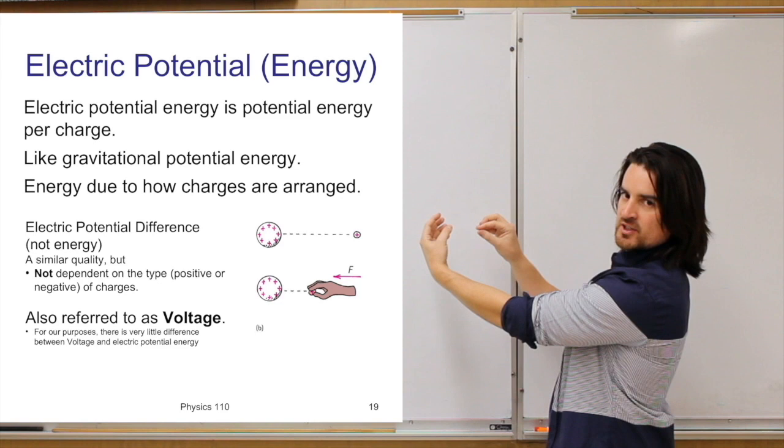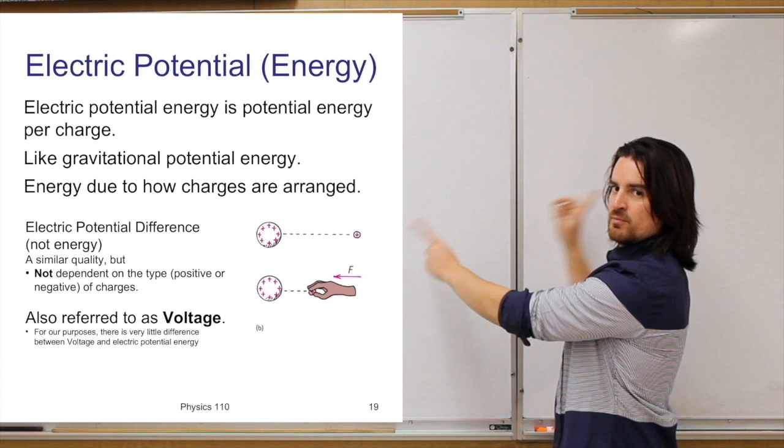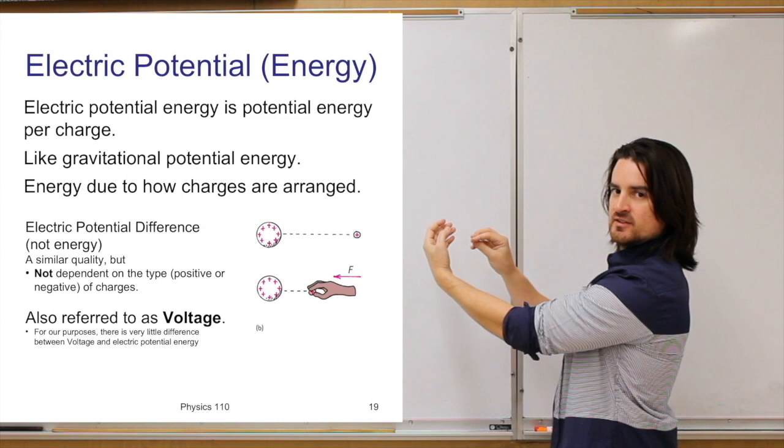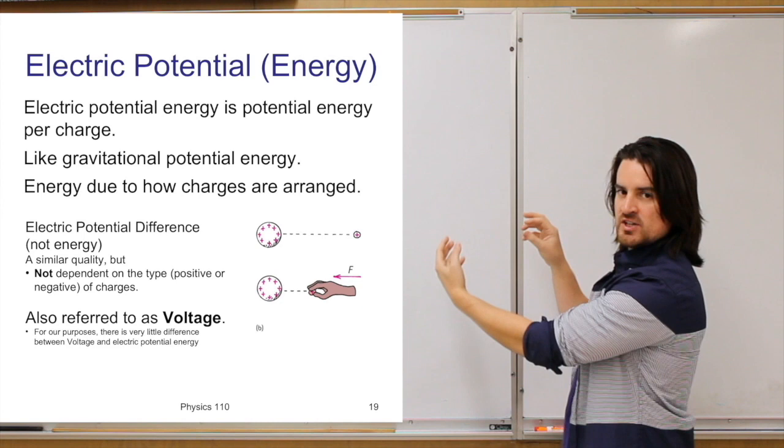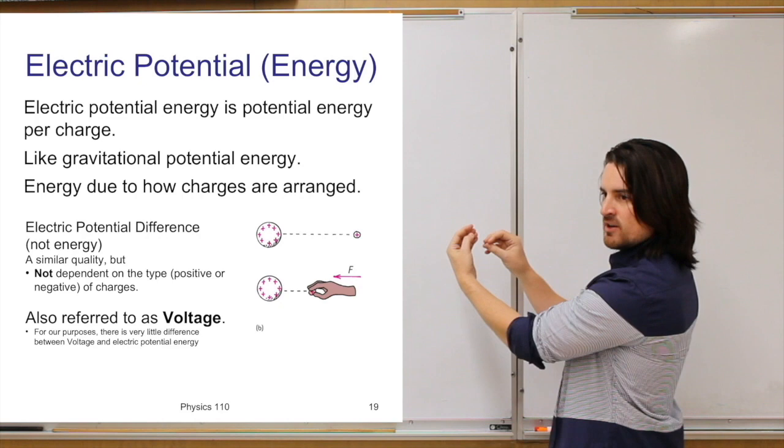But if I somehow grab this small positive object and push it towards the other object, I'm going to have to do some work, because naturally they're going to want to push each other apart. So I have to actually exert some force over a distance. I have to do some work to push them together. So I'm exerting energy to push one in, and that amounts to increasing the electrical potential energy of these objects. By just changing the arrangement, by putting them closer together, I increase the electrical potential energy.